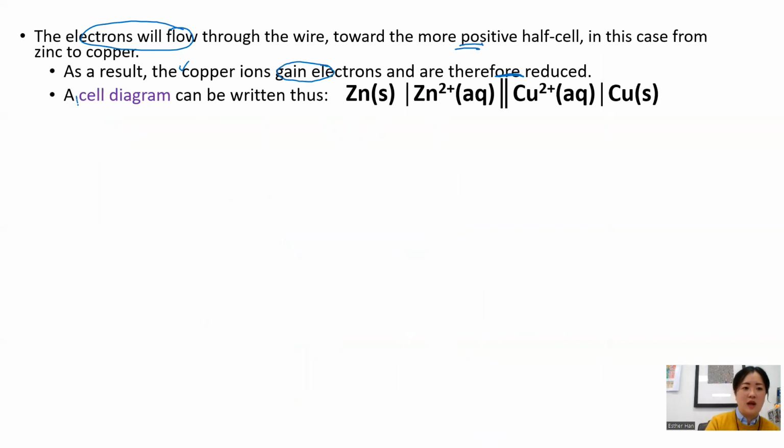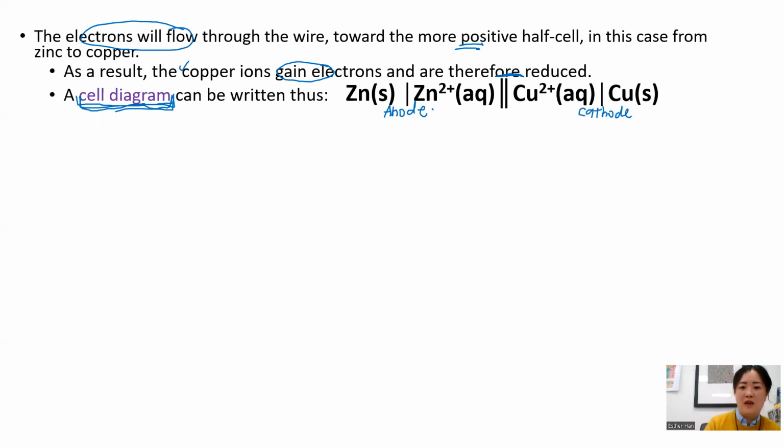And we could also write something called the cell diagram instead of drawing out these half cells and doing all that. It is nice to see it visually, but this is just a shorthand way to describe what is happening. We always put the anode on the left side and the cathode on the right side. We talked about this last time in class.